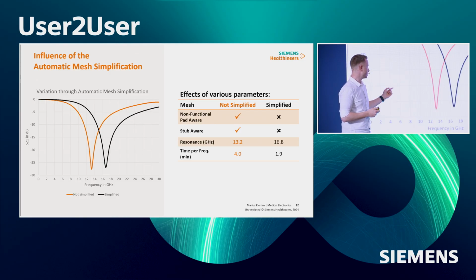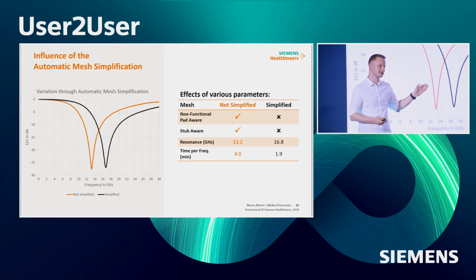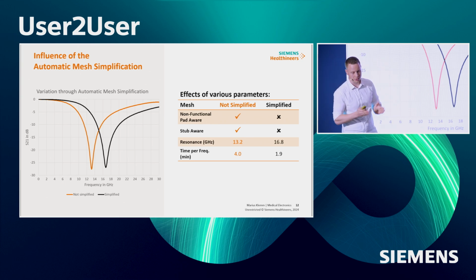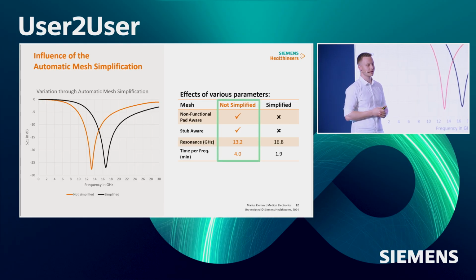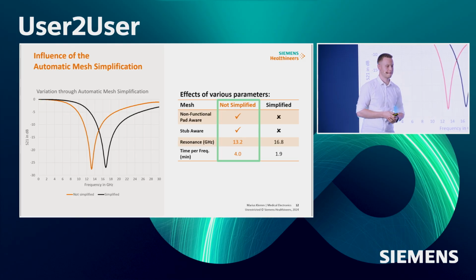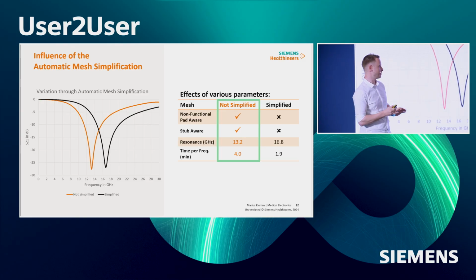In the resonance, we see a big deviation from 13.2 gigahertz to 16.8 gigahertz, so a large deviation. But we're also using only half the amount of time in that case. The problem is we're losing very much accuracy, which we want to have. So it is not recommended to deactivate these settings. So this is for the mesh.